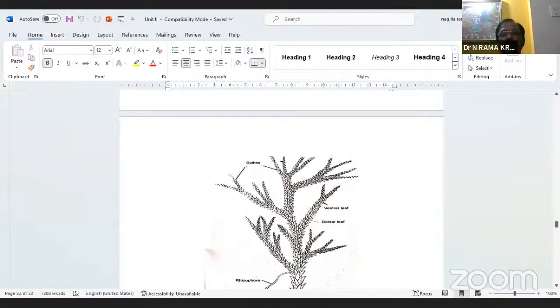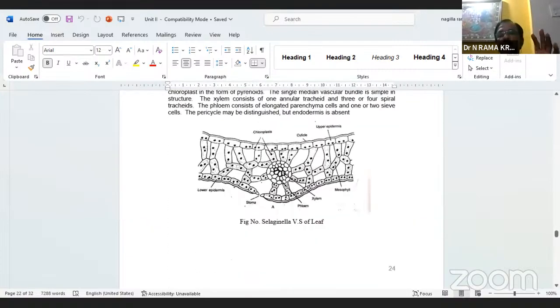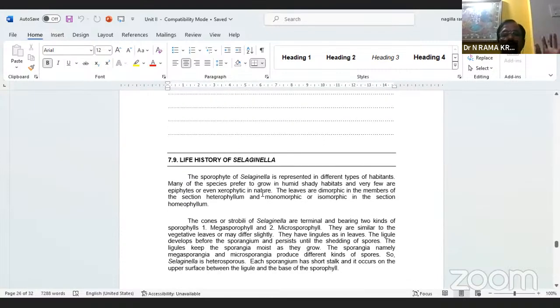So in this Selaginella plant, at the tip of the Selaginella branch, one of the cells is going to be modified into cones. Cone means here it is an asexual reproductive organ. The sporophyte of Selaginella is represented in different types of habitats. Many of the species prefer to grow in humid shady habitats, and very few are epiphytes, even xerophytic in nature.